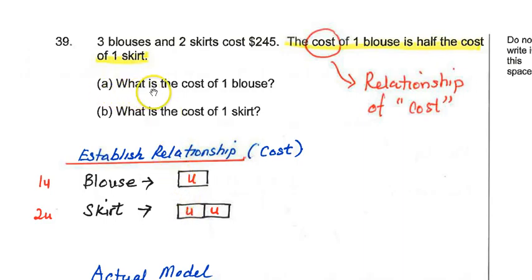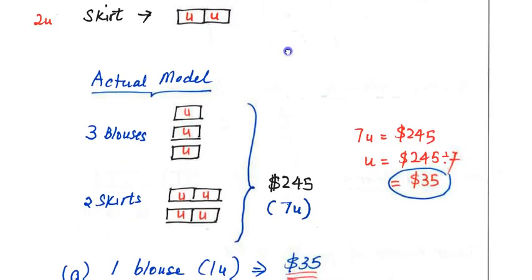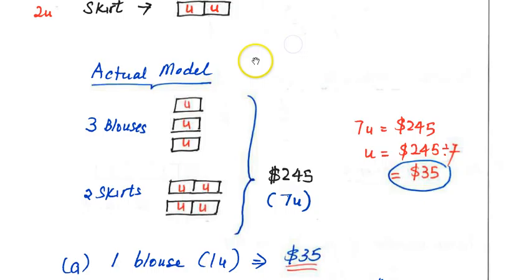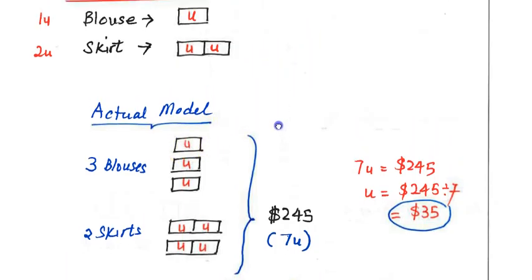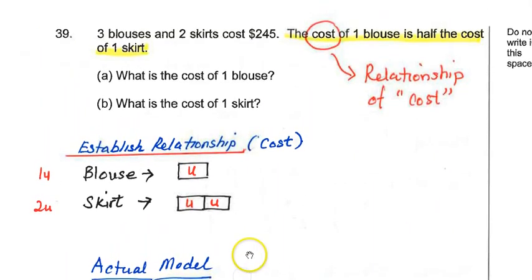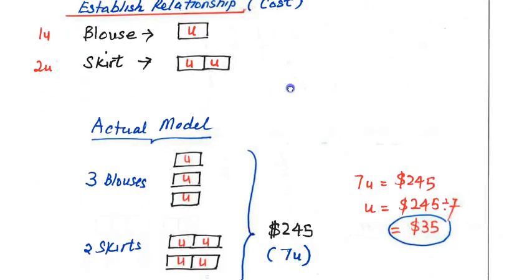Now A, what is the total cost of 1 blouse and what is the total cost of 1 skirt? It means find out U, and find out 2 U's. The actual model should look like this. Now let's take a look exactly. 3 blouses and 2 skirts. I want you to pay attention to here. The total of these 5 items costs 245. Look, the actual model is this. Can you see?